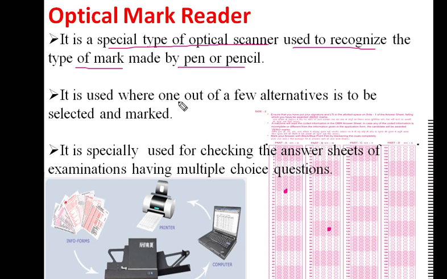It is used where one out of a few alternatives, meaning here 4 options are given, and among these 4 options you can choose only one option, is to be selected and marked. It is specially used for checking the answer sheets of examinations having multiple choice questions.